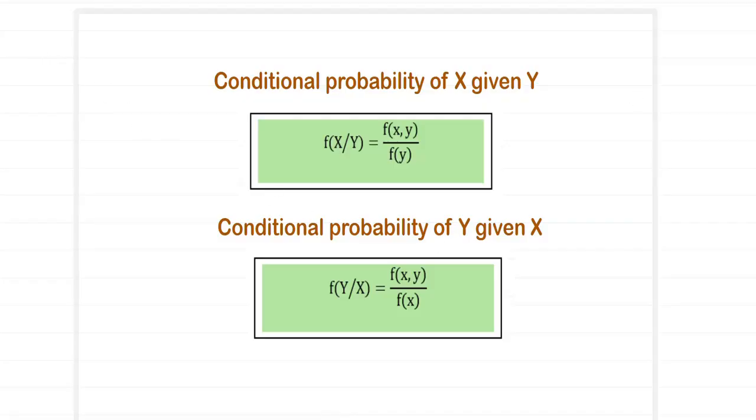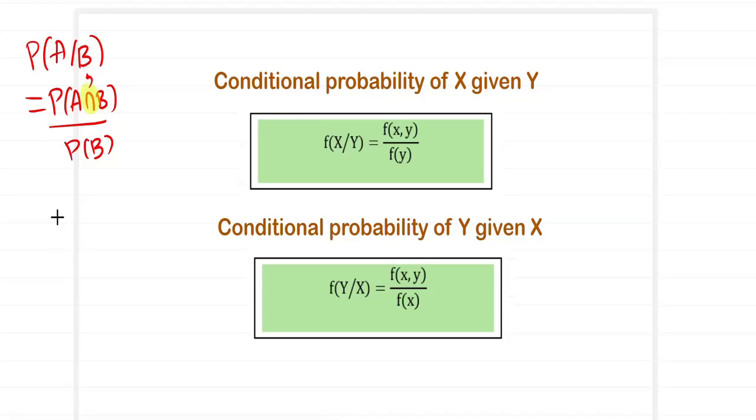Moving on to the next concept, conditional probability of x given y. We already know about the conditional probability of a given b. What is the probability of a given b? It is probability of a intersection b divided by p of b. We need to remember that for a two-dimensional random variable, the intersection can be replaced with a comma. So this can be written as p of a comma b divided by p of b.